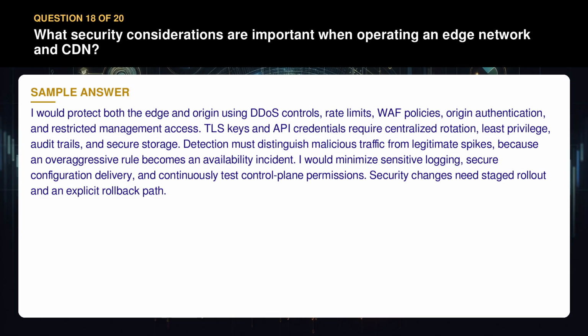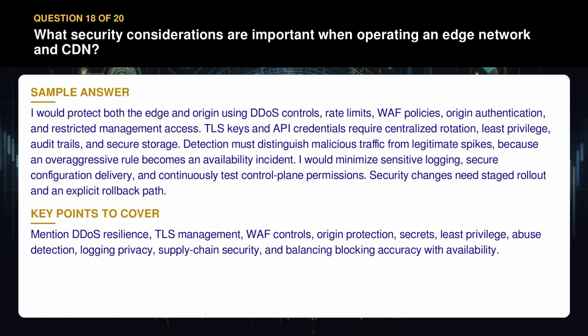I would minimize sensitive logging, secure configuration delivery, and continuously test control plane permissions. Security changes need staged rollout and an explicit rollback path. Mention DDoS resilience, TLS management, WAF controls, origin protection, secrets, least privilege, abuse detection, logging privacy, supply chain security, and balancing blocking accuracy with availability.